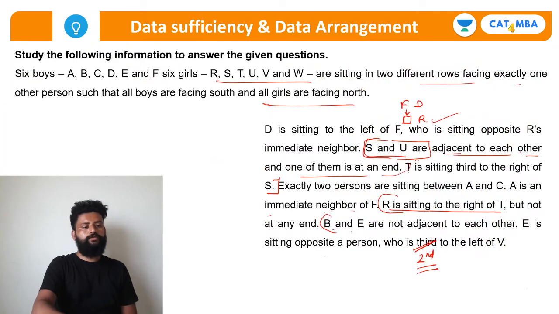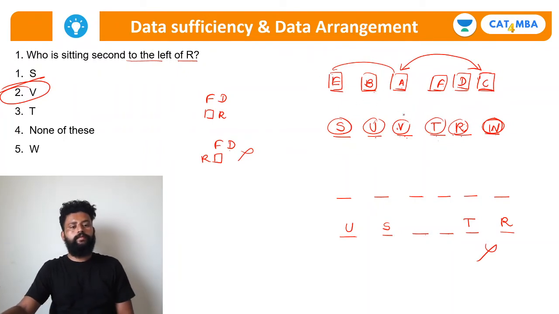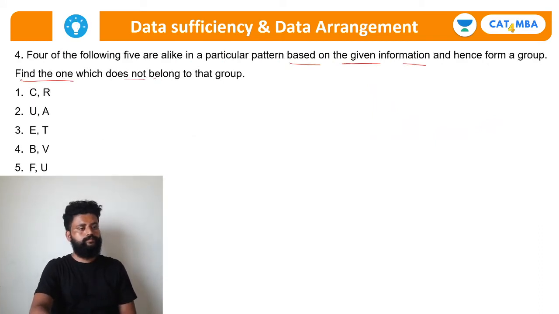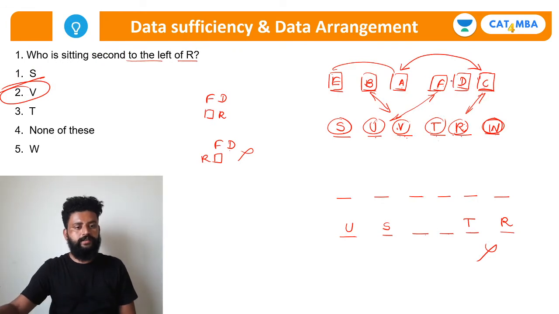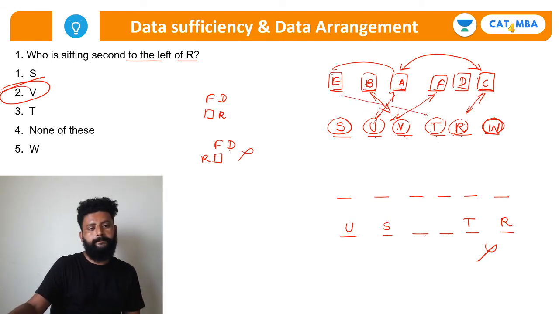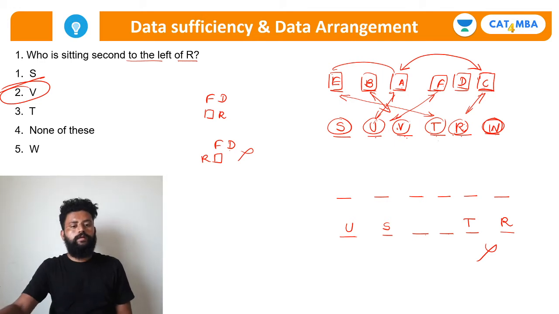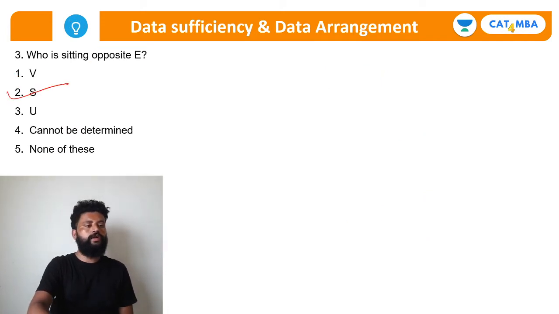B, V and F, U. So C, R, B, V, F, U. U, A, E, T. We have U, A and E, T. So these are opposite, the neighbor of whoever is opposite. So ET is an odd one out.